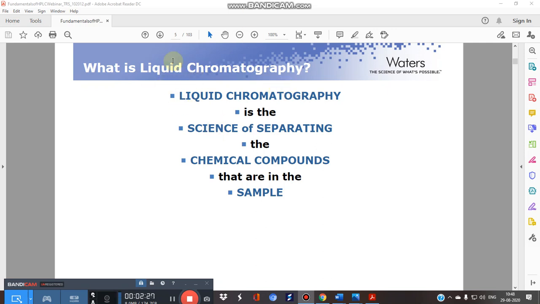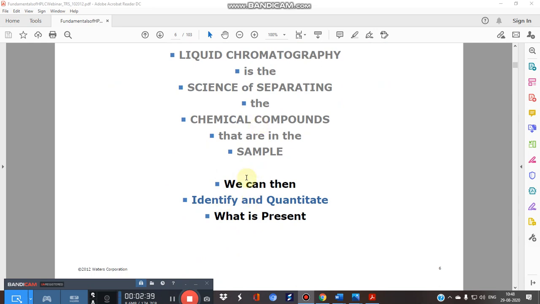So let's see about the liquid chromatography, because the HPLC is a type of liquid chromatography. Liquid chromatography is nothing but the science of separating the chemical compounds that are present in a mixture or in a sample. With the help of chromatography we can identify and also quantitate. We can do qualitative as well as quantitative analysis using HPLC also.